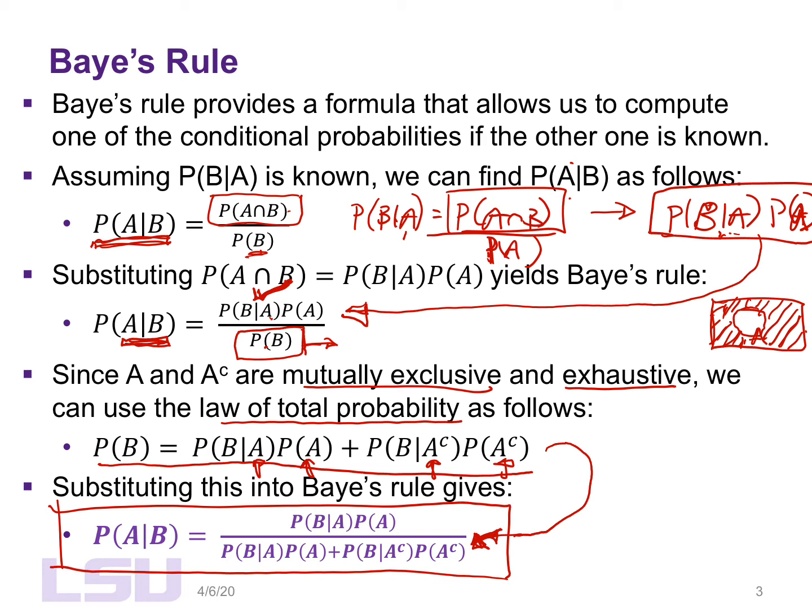Again, what's it used for? If you're given this, you can find this. Given a conditional probability, you can find the other form of the conditional probability.